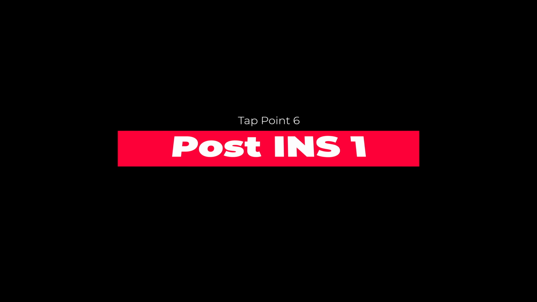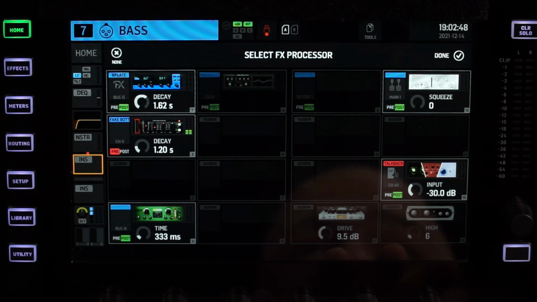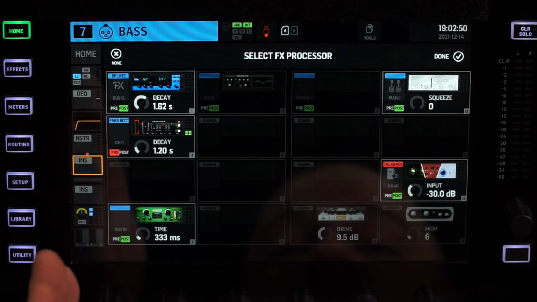Tap point number 6, post insert 1. In insert 1 you have a lot of options. All the effect processors from the effect rack could be applied there. I do not suggest you apply time-based effects like reverb, delay, flanger on that, and I also don't suggest you send that into the monitor. Some of you may want to do it. I think there are other options, but just know it's possible.